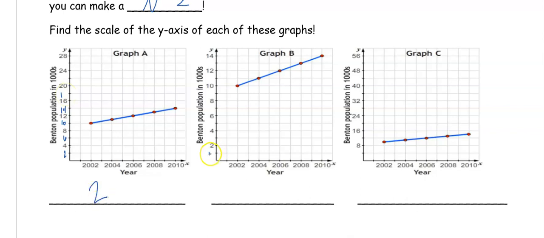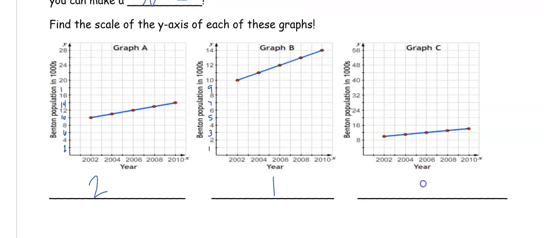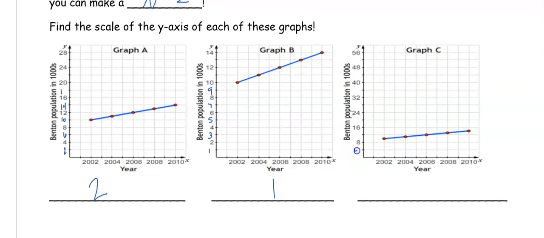Okay, this one, it's 1, 2, 3, 4, 5, 6, 7, 8, 9, 10, and so on. So our scale of our y-axis is 1. And then this one, it says blank, 8, blank, 16. So I think each of these is going up by 4.